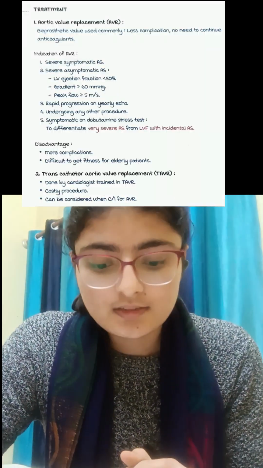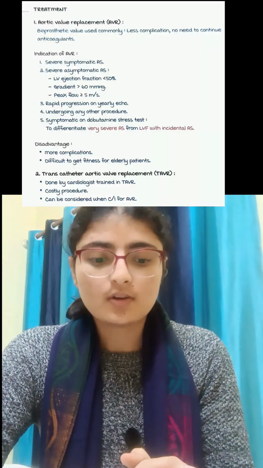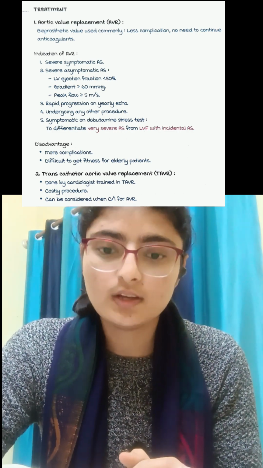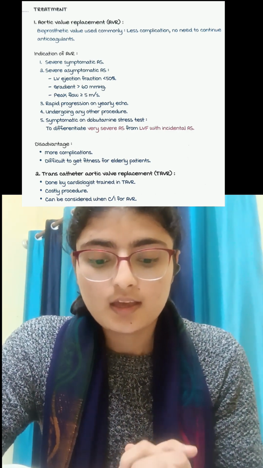Treatment. Aortic valve replacement is done. Bioprosthetic valves are commonly used. Fewer complications, no need to continue anticoagulants.